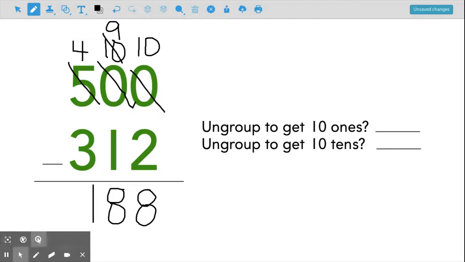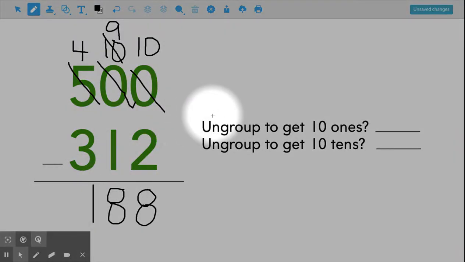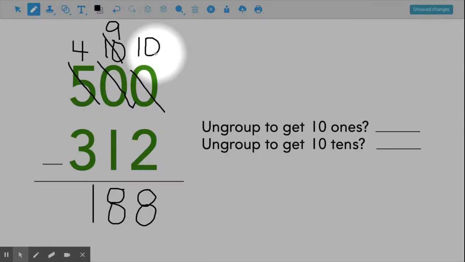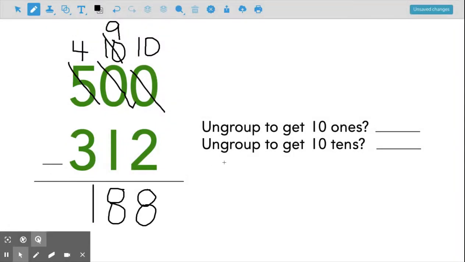Now the first question says, do we have to ungroup to get 10 ones? Did we have to give 10 ones from the tens column to our ones column? We did ungroup to get 10 ones. These are the 10 ones right here because we're in the ones column, and we did have to do that. So, yes.